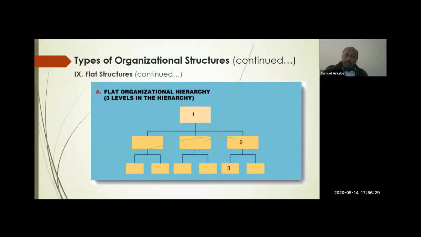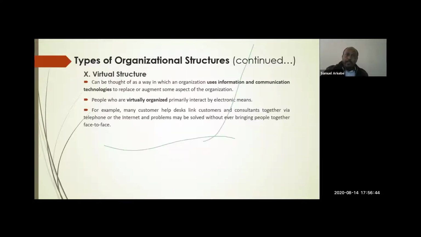Unlike the tall structure, the flat one goes maybe horizontal. So we'll have maybe three levels where we have this flat kind of platform. This is another kind of structure. Then the tenth one is the virtual structure.